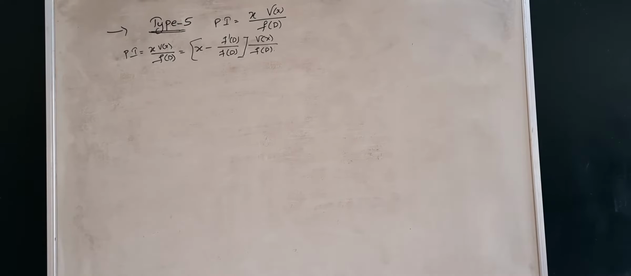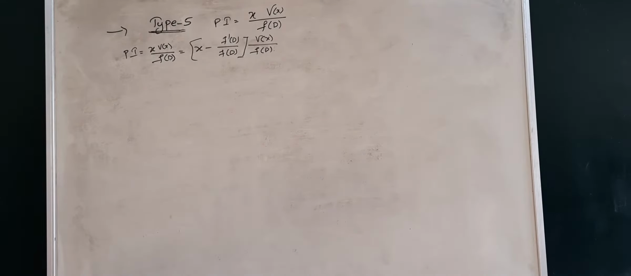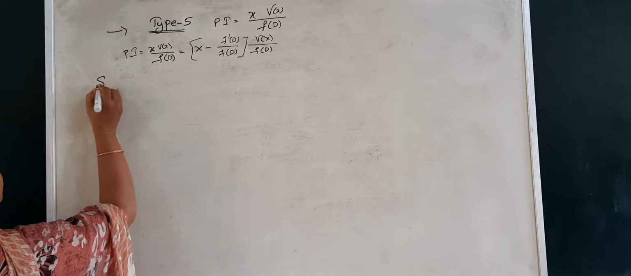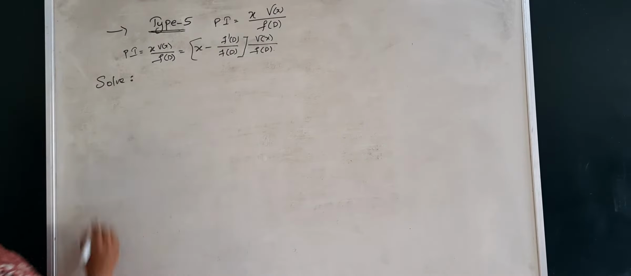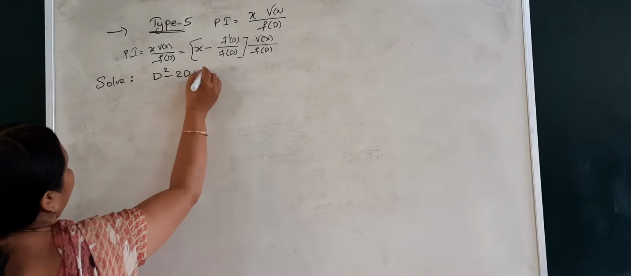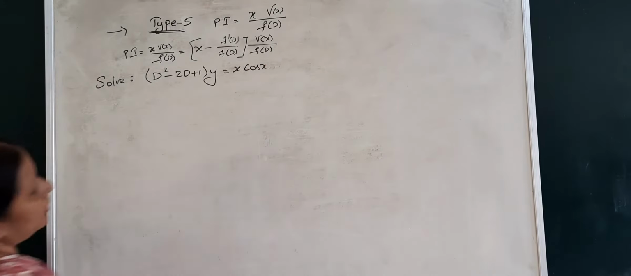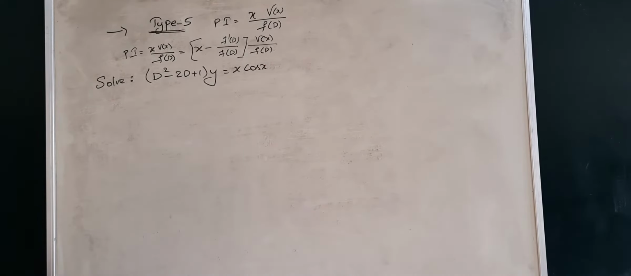Okay students, let us do a couple more problems on type 5 only. I have written the formula here for our reference. Let us consider another problem which says: solve (D² − 2D + 1) y = x cos x. It looks like a very simple problem, but here you have to apply type 5. Let us see how we apply it.